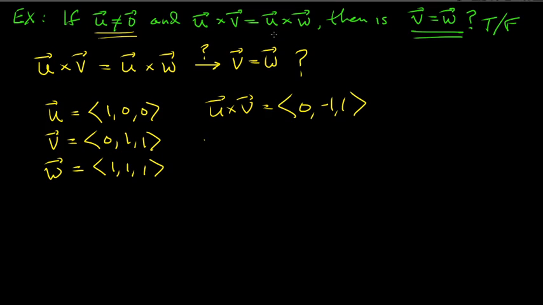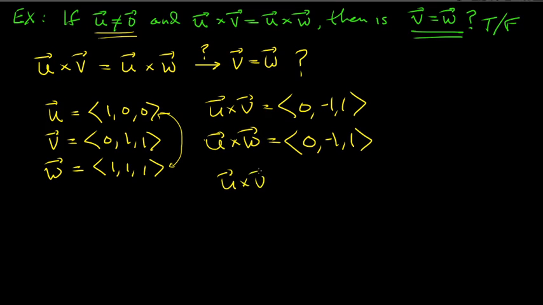U cross v, yeah, that's right, and now u cross w. That's going to be a little trickier because this is u and w here, so that's the determinant we want. We're going to get 0 minus 0, so 0. And then we get 0 minus 1, so that's still negative 1. And then we get 1 minus 0, which is 1. Right. So these are certainly equal. U cross v is equal to u cross w.